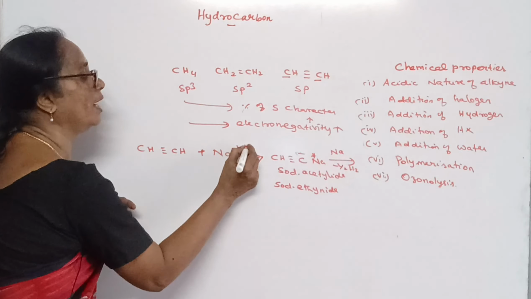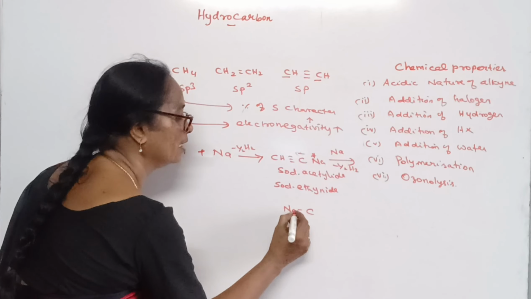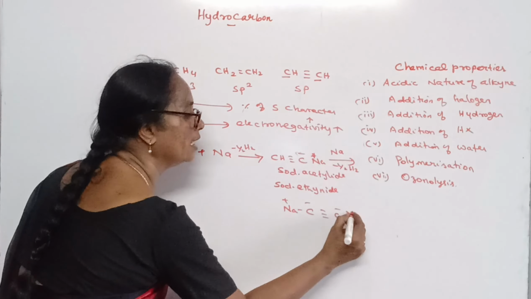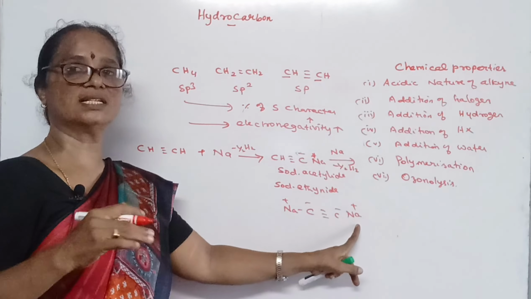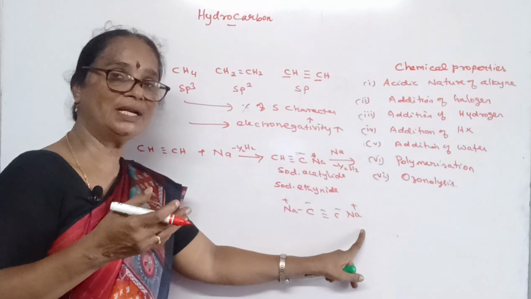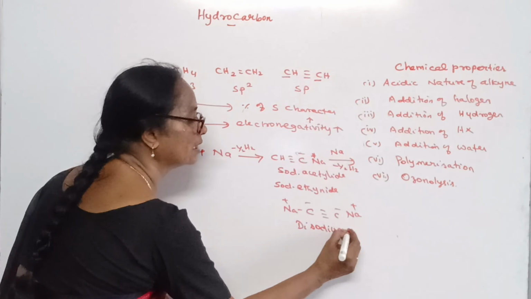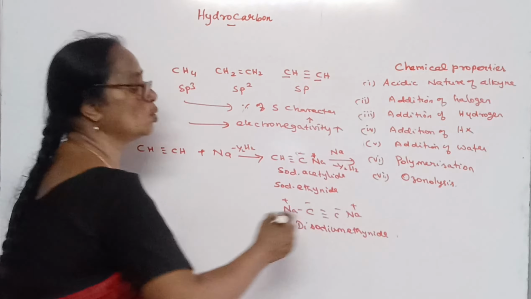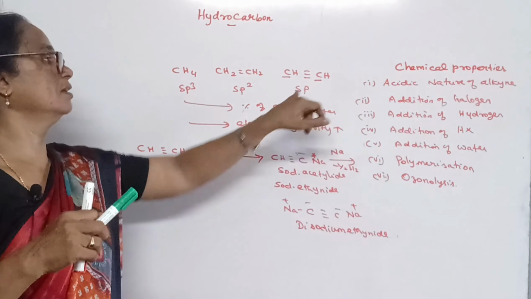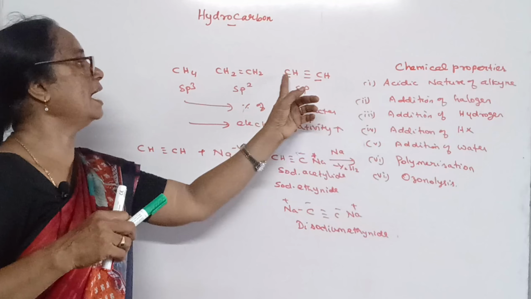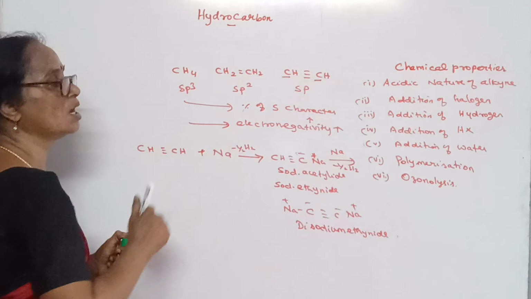Here also one hydrogen atom is removed. So, I will get Na+ C≡C Na+, where both carbons have a negative charge, since the sodium metal is much more electropositive compared to carbon. This one is said to be disodium ethynide or disodium acetylide. So, due to the high s character in the sp hybridized carbon, the hydrogen attached to it gets more acidic in nature and can be removed as a proton.